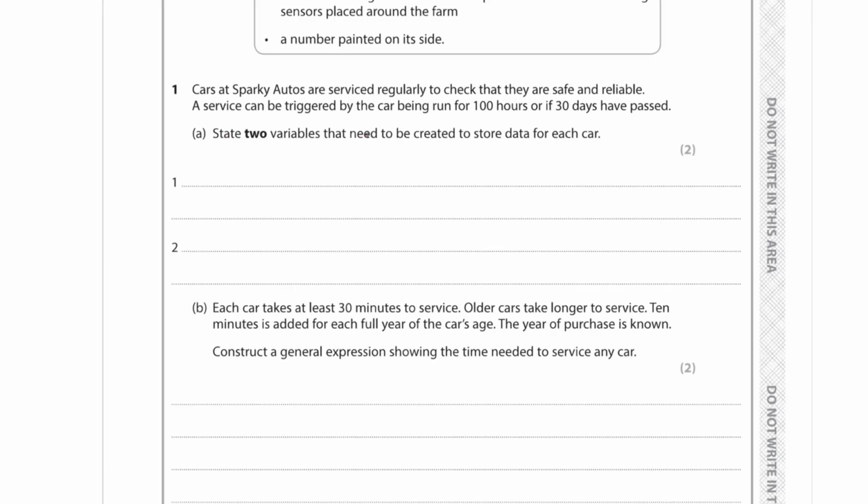Firstly, cars are serviced regularly to check they're safe and reliable. A service can be triggered by the car being run for 100 hours or if 30 days have passed. So 2 variables need to be created to store data for each car. We can use what we've been told here. We've been told that it's been run for 100 hours, so running time of car perhaps, and this would probably be in hours.